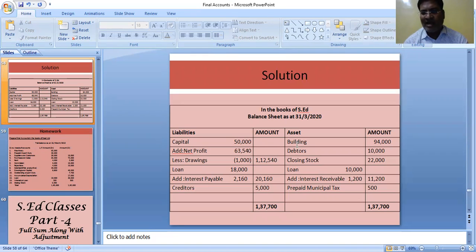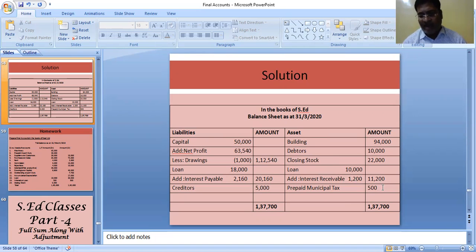Building was given in the trial balance 94,000. Debtors given in the trial balance 10,000. Closing stock, the minimum value we have taken 22,000. Loan, the asset was 10,000, the debit balance. Interest receivable added with it, so 11,200 entire loan became. Prepaid municipal tax, it's an asset, 500 we have subtracted over there.